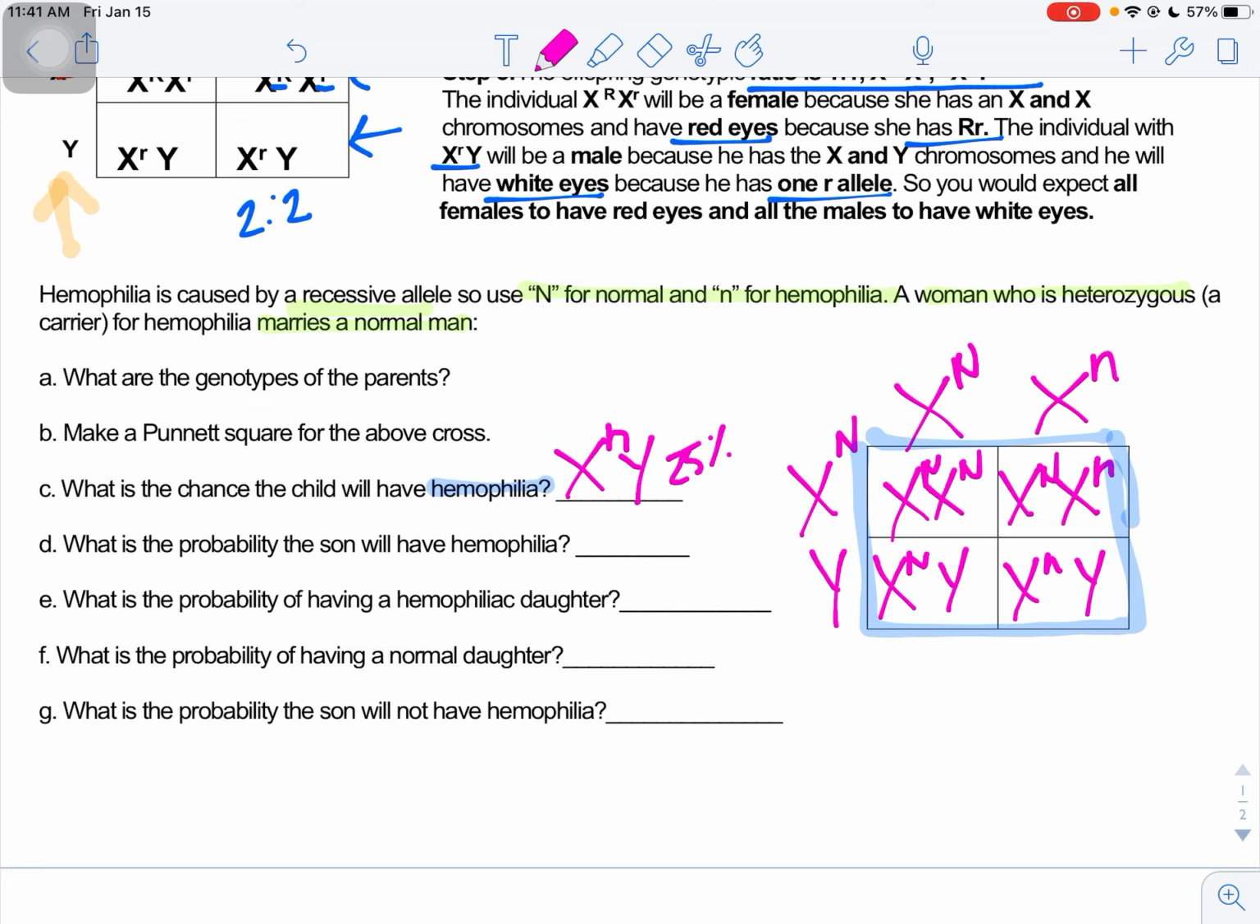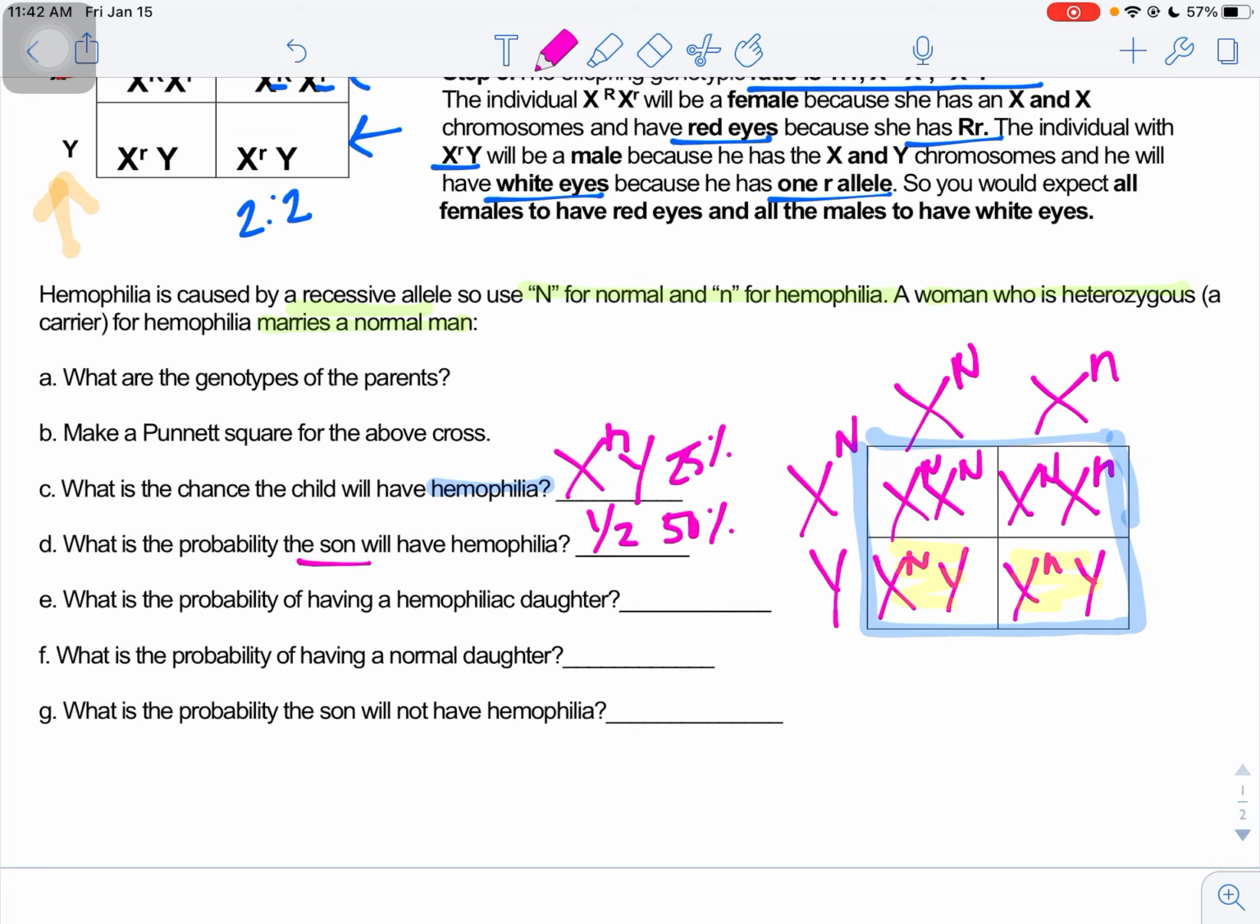Okay? The next question says, what is the probability the son will have hemophilia? Well, look at our box again. How many sons do we have? How many boys do we have in this example? Well, this one is a boy, this one is a boy. How many of those boys are going to have hemophilia? Well, in order to have hemophilia, they must be recessive. So we're going to have 1 out of 2 chance, or 50%, because it asked us specifically about just the sons, not all the kids, just the sons.